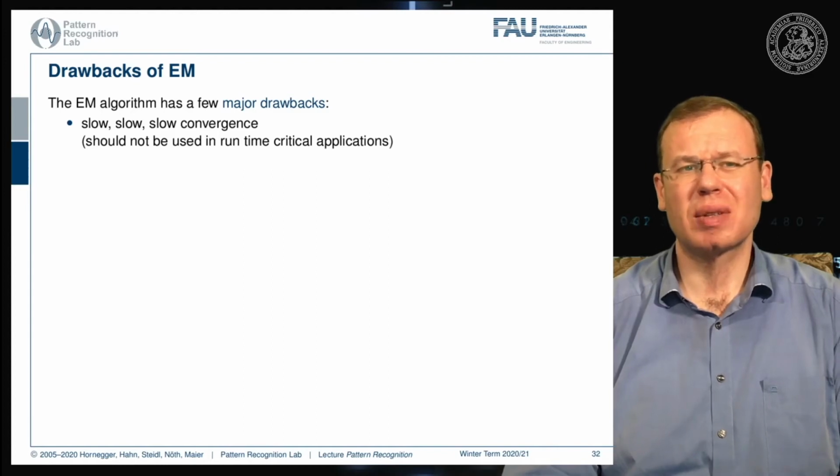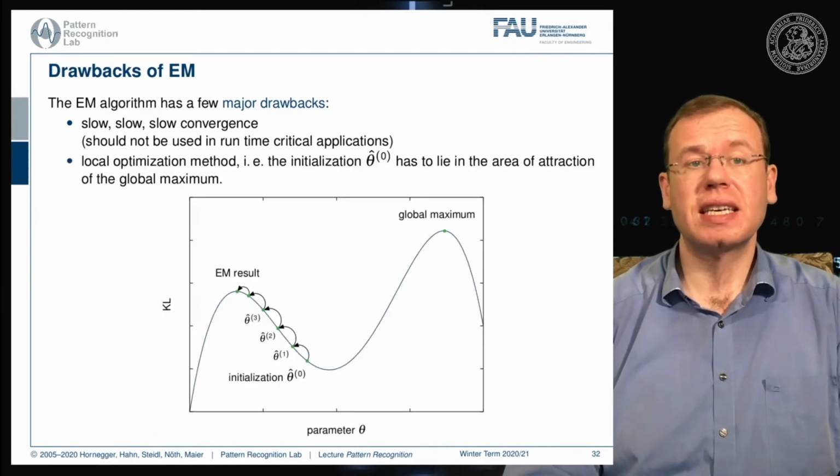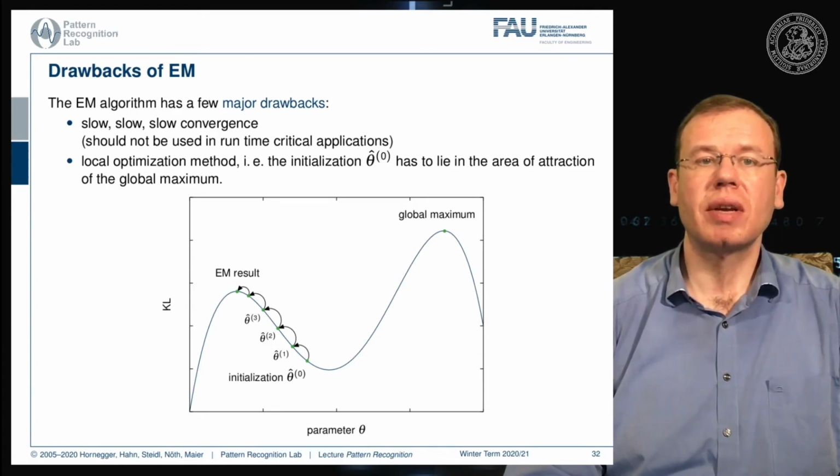Now the EM algorithm of course also has a couple of drawbacks, and one particular one is that it has a slow convergence. So you should not use it in runtime critical applications. Another one is that it's a local optimization method, which means that the initialization is crucial because it determines the kind of maximum that you're converging to. If you start in the vicinity of the global maximum, you will converge to the global one. If you start in a local lobe, then you will converge to a local maximum. So this is generally a problem with the EM algorithm.